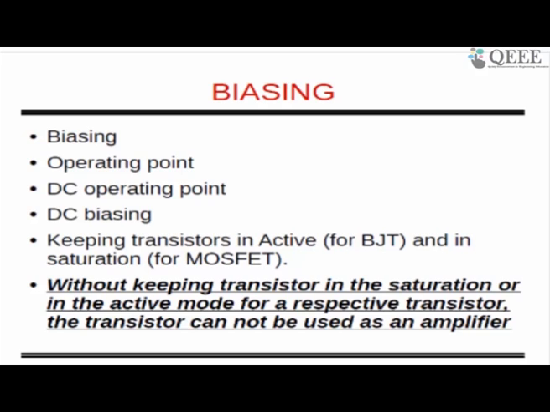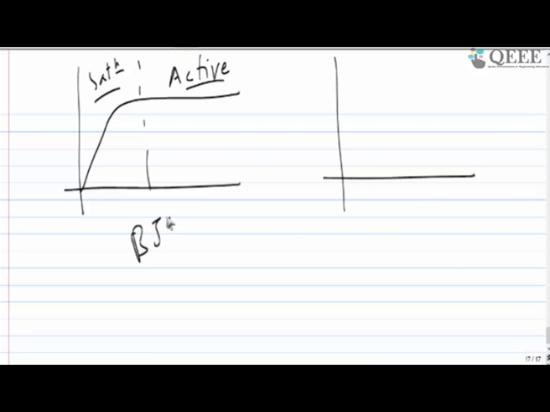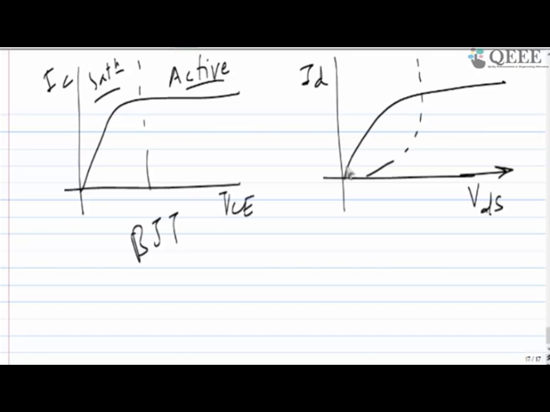I kept this word intentionally because BJT has saturation and active region. This is for BJT, VC versus IC, and this is VDS versus ID. So this side is known as linear or triode for MOSFET, and this side is saturation.